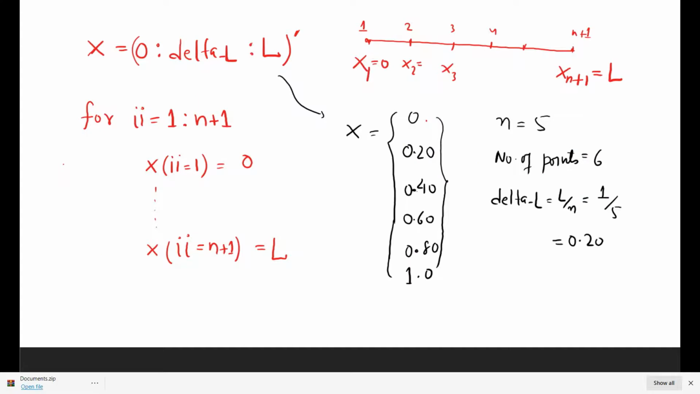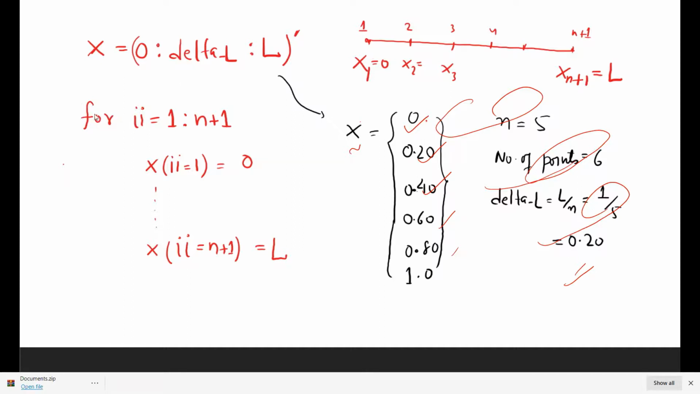So here it's shown how x varies, and that x, a matrix x, is stored in a vector format: x1 equals 0, x2 equals 0.2 and so on, because we have chosen n equals 5 and number of points equals 6, and delta L equals 1 by 5, so that is equal to 0.20. So it's just increasing, each increment is 0.2: 0, 0.2, 0.4 and so on. The length of the beam is 1, so it goes up to that point.